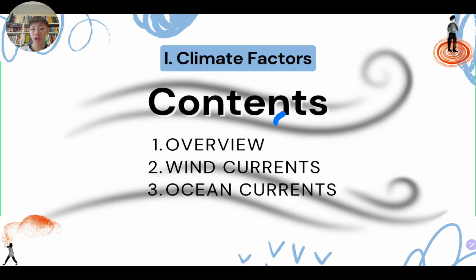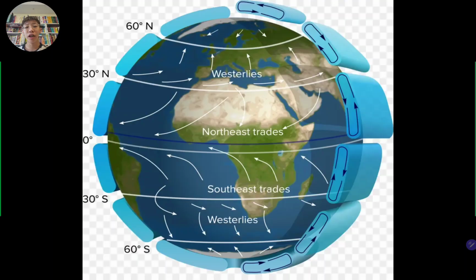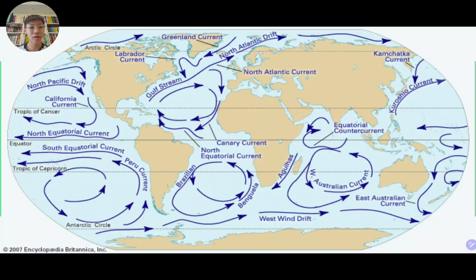So here are the contents. I'm going to give an overview of climate factors, then some talk about wind currents, and finally ocean currents. To start this off, let's start off with a little bit of an overview. Now, there are two kinds of currents: wind currents and ocean currents. And they are all generally created in very similar ways.